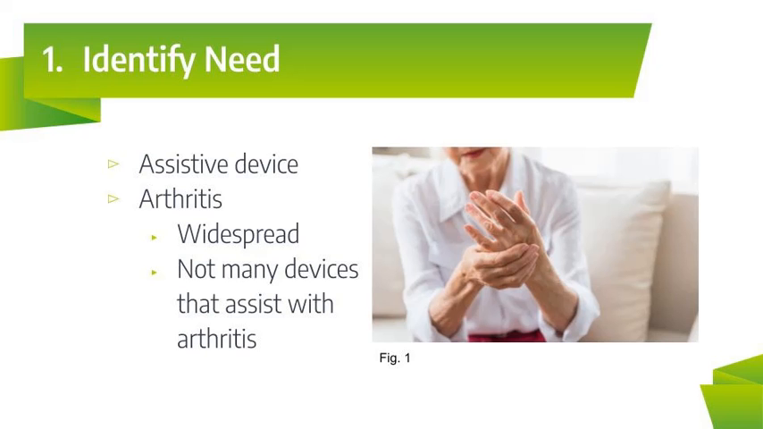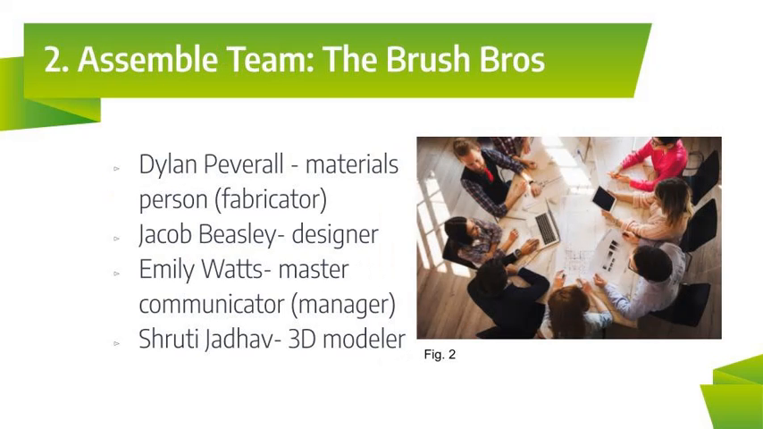We decided to choose arthritis because it was widespread and there are currently many different issues that need to be solved dealing with it. We then had to assemble our team, which was conveniently already chosen for us by Sahaj. Our 4 members and their roles are Dylan, who was in charge of gathering materials, me, Jacob, the lead designer, Emily, the document manager and team communicator, and Shruti, the 3D modeler. We picked these roles based on our respective strengths and experiences.